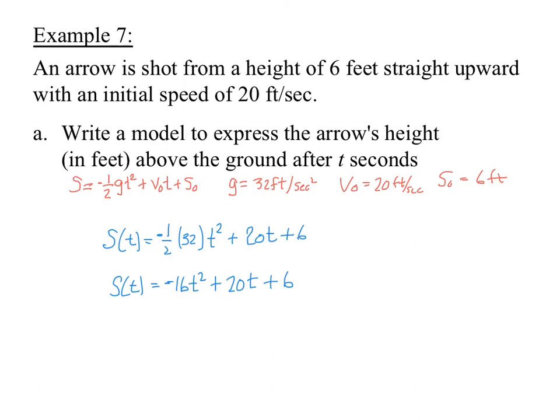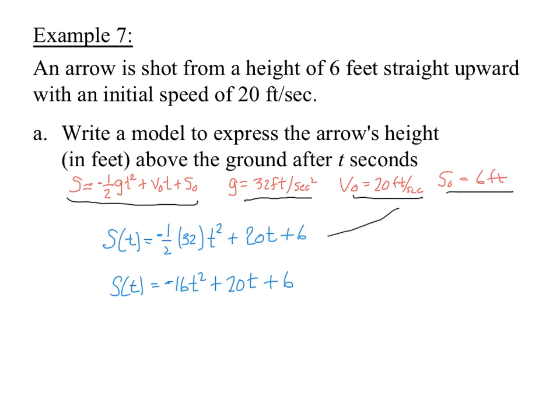So in example 7, an arrow is shot from a height of 6 feet straight upward with an initial speed of 20 feet per second. It says write a model to express the arrow's height in feet above the ground after t seconds. So here is our formula that we're going to be using. s is equal to 1/2 g t squared plus v0 times t plus s0. g in this case is going to be 32 feet per second squared, and v0 is 20 feet per second, and s0 is 6 feet.